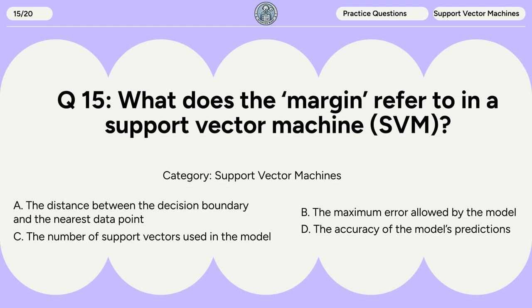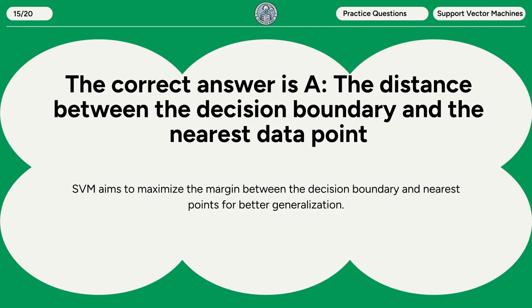Question 15. What does the margin refer to in a support vector machine? A. The distance between the decision boundary and the nearest data point. B. The maximum error allowed by the model. C. The number of support vectors used in the model. D. The accuracy of the model's predictions. The correct answer is A. The distance between the decision boundary and the nearest data point. SVM aims to maximize the margin between the decision boundary and nearest points for better generalization.